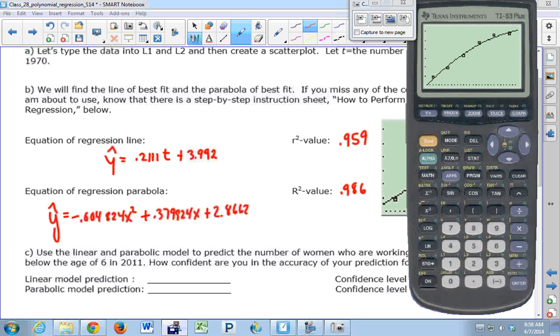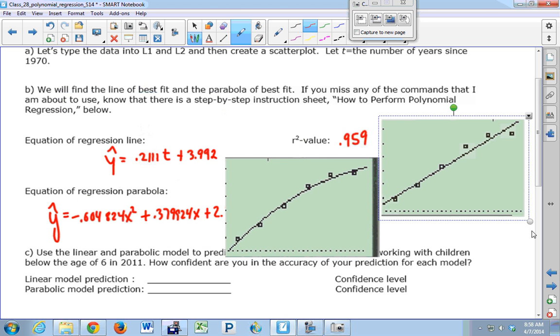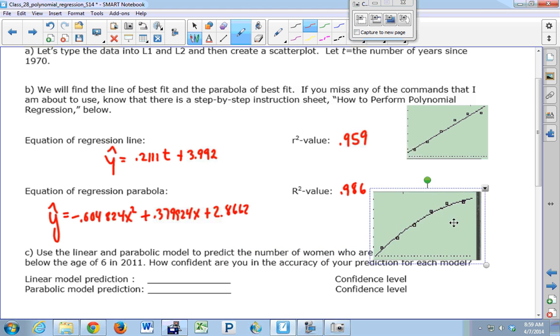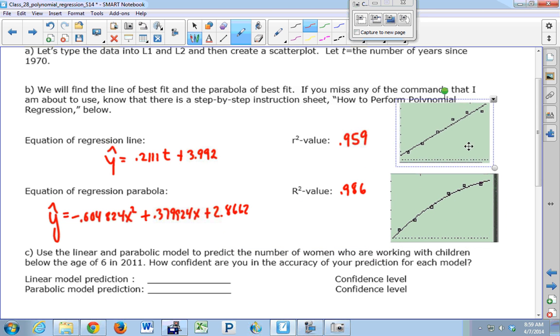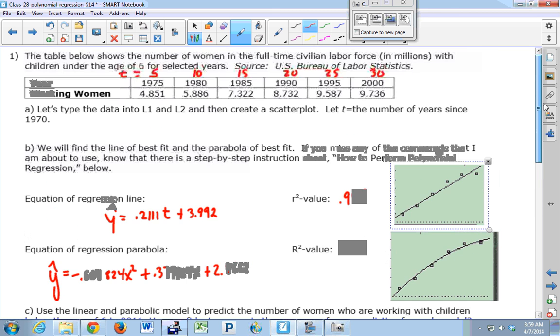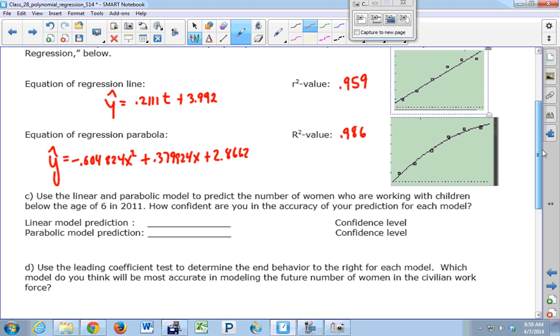Okay, so let me take a picture of this and we'll plunk this right down beside it. Let's make these a little smaller so we can get them both in. So later on, if you need to watch the video, all the info will be there for you. Okay, so if you were going to use the linear and the parabolic model to predict the number of women with children below the age of 86 in 2011. Okay, so we're talking about 2011. So that's another 11 years from here. How confident are you in the accuracy of your prediction for each model?